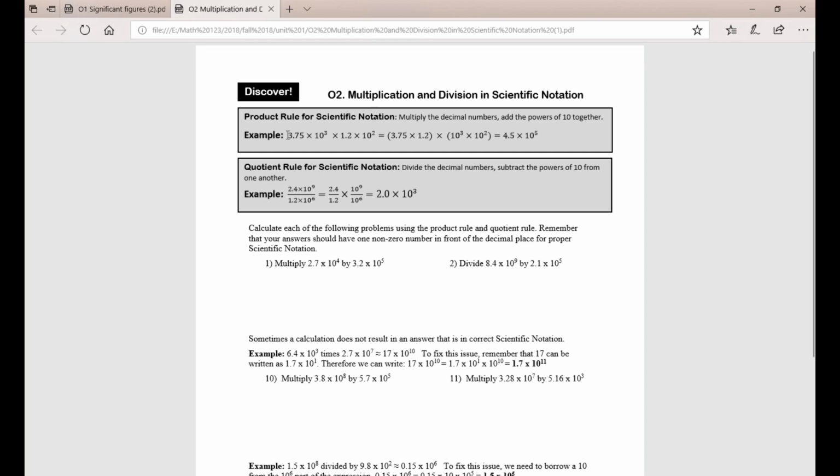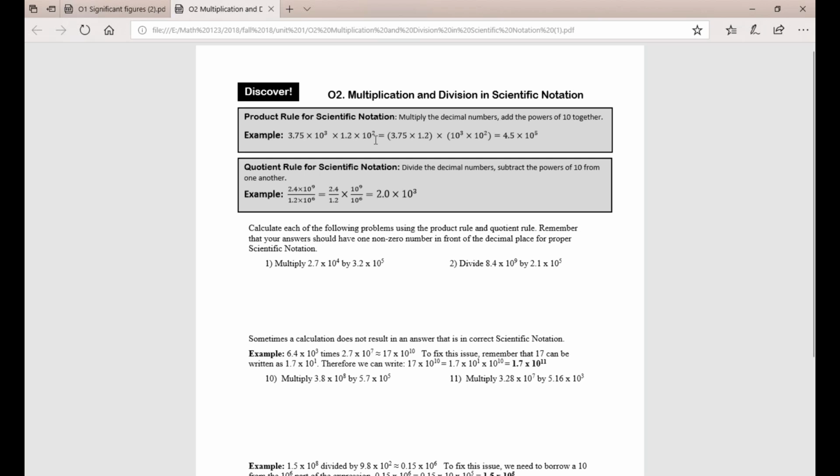I like to put a parenthesis in front of the 3 and a parenthesis after 10 to the 3rd, because this represents the first number here, 3.75 times 10 to the 3rd. Then we're multiplying it times 1.2 times 10 to the 2nd. So you can put a parenthesis in front of the 1 and then after 10 to the 2nd. So it's one scientific notation number times another.